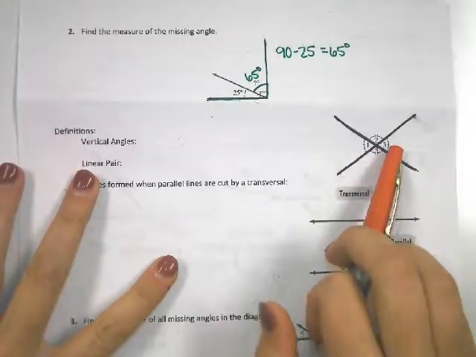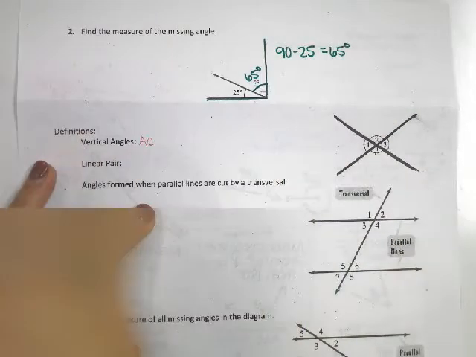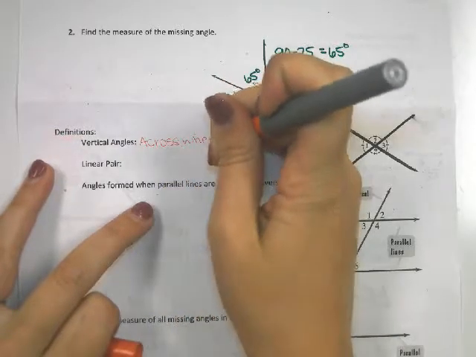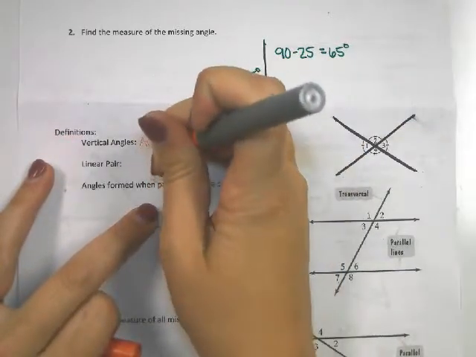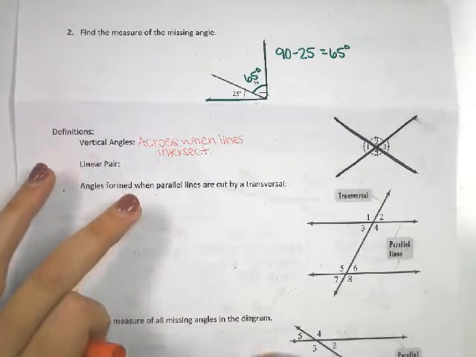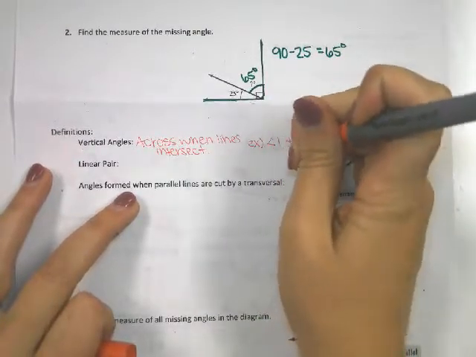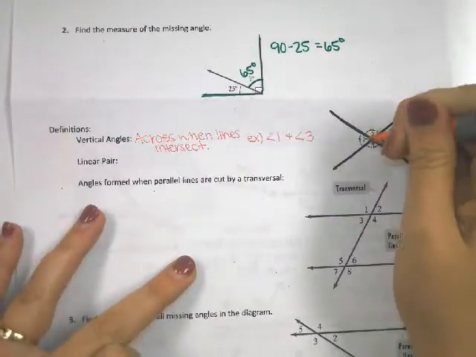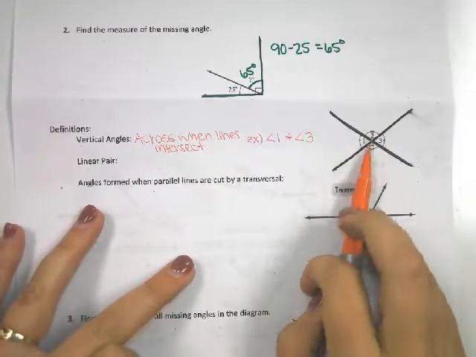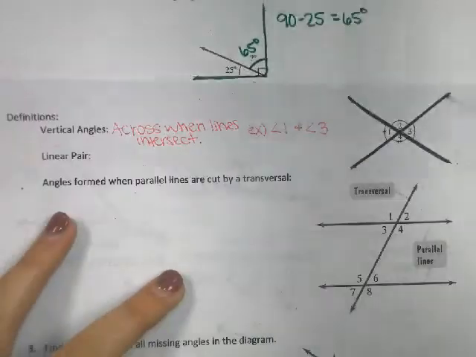Vertical angles are angles that are across from each other when lines intersect. So vertical angles are across when lines intersect. An example of those would be angle 1 and angle 3. So this one and this one are vertical angles. They're across from each other. Same with 2 and 4, which would also be called vertical angles. They're across from each other.